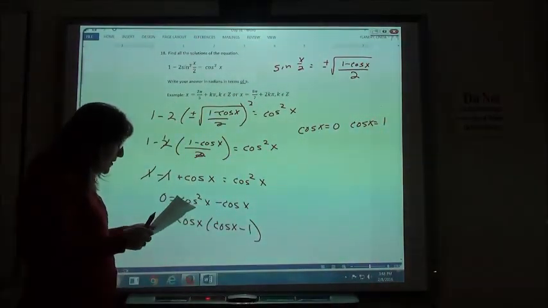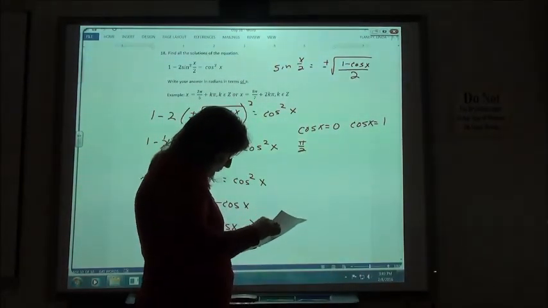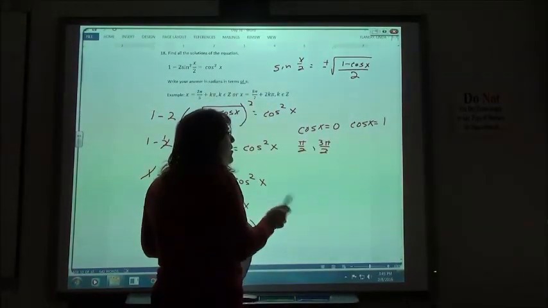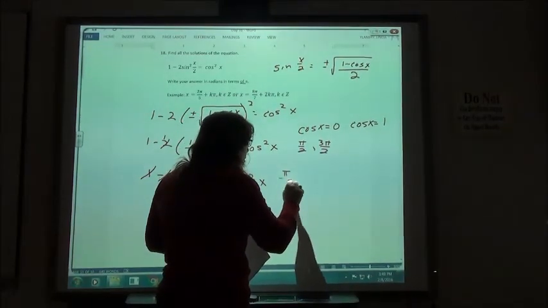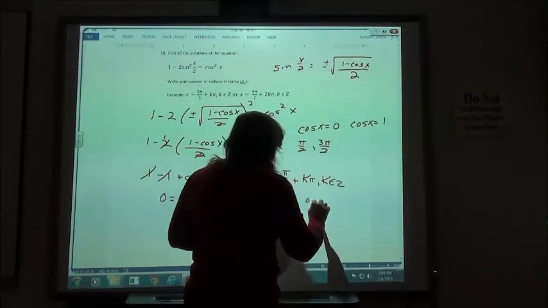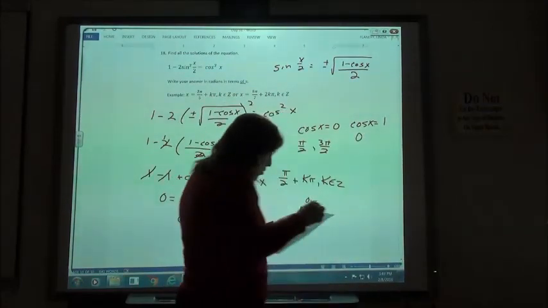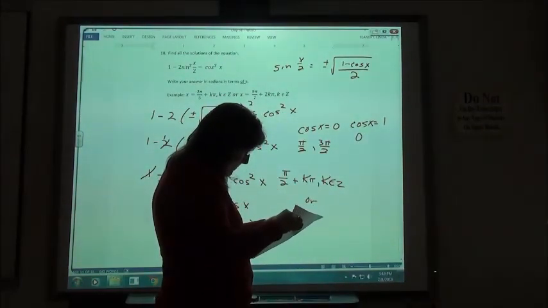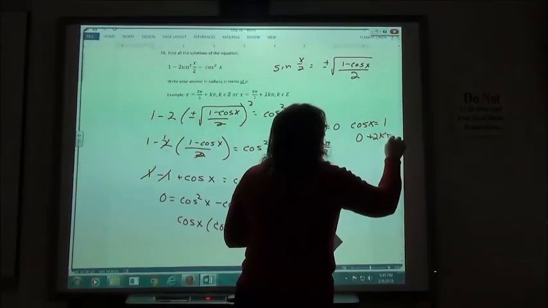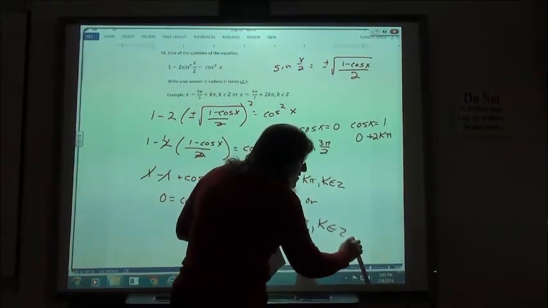So looking up where the cosine equals 0, pi over 2 and 3 pi over 2. Again, those two are ones you can combine. They're 180 degrees apart, so pi over 2 plus just k pi, with k being an element of Z. Cosine of x equals 1. Cosine of x equals 1 at 0. So 0 plus 2k pi just gives us 2k pi, with k being an element of Z.